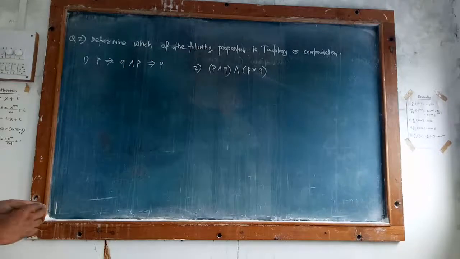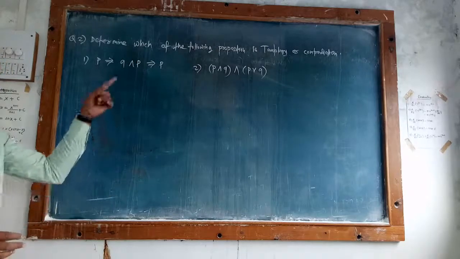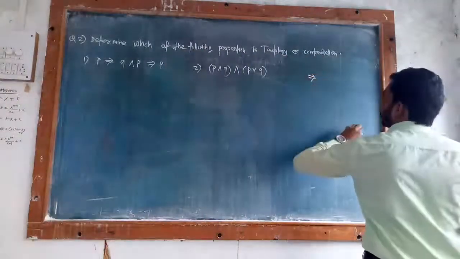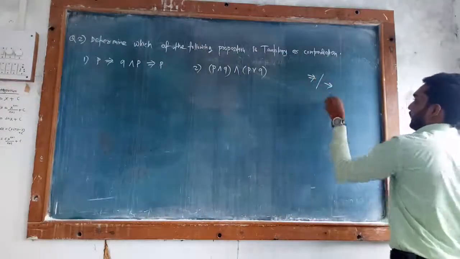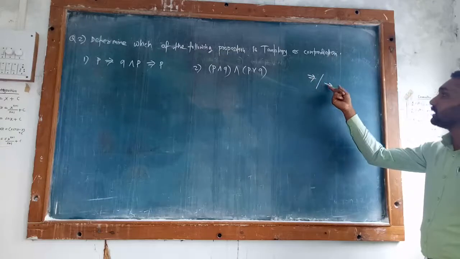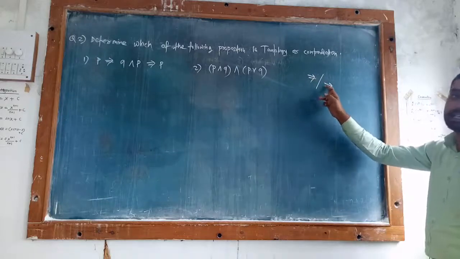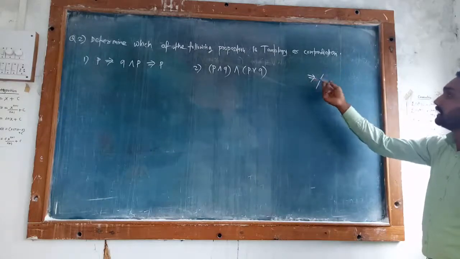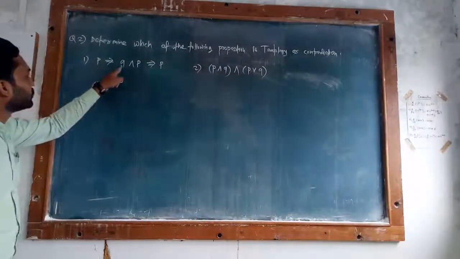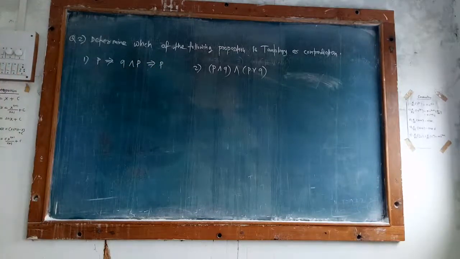Now we are going to make the truth table for both propositions and check whether each is a tautology or a contradiction. This symbol is for implication; we can write it as a single-line or double-line arrow, both ways. This is the conditional statement, that means the implication statement. So what is your first proposition? This is P implies Q, and P implies P. This is your first proposition.